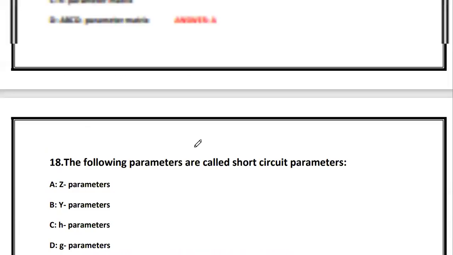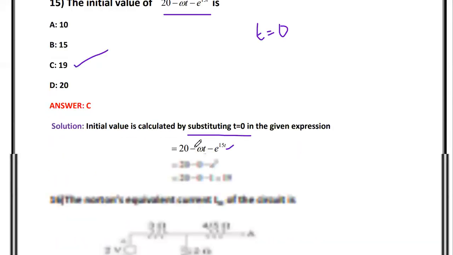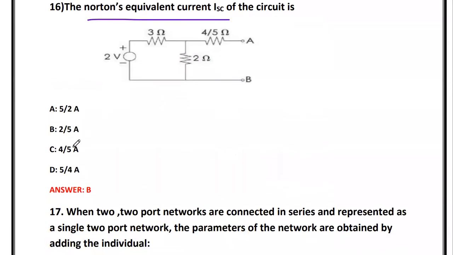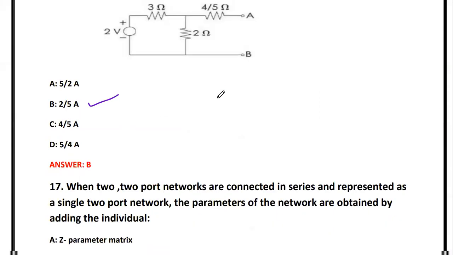The options are 5 by 2, 2 by 5, 4 by 5 and 5 by 4. So 2 by 5 is the correct option. Okay, this is the Norton's equivalent current.